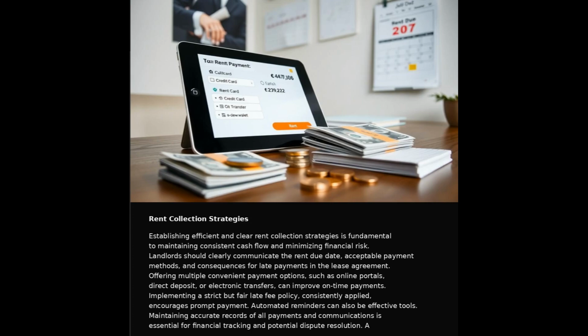Maintaining accurate records of all payments and communications is essential for financial tracking and potential dispute resolution. A proactive approach to rent collection ensures financial stability. This minimizes potential income loss.